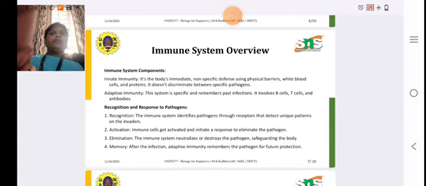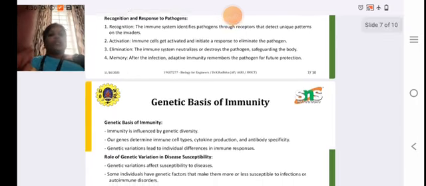Recognition: the immune system identifies pathogens through receptors that detect unique patterns on the invaders. The second one is activation. The immune cells get activated and initiate a response to eliminate the pathogen. Then the third one, elimination. The immune system neutralizes and destroys the pathogen, safeguarding our body. Memory: after the infection, adaptive immunity remembers the pathogen for future protection.